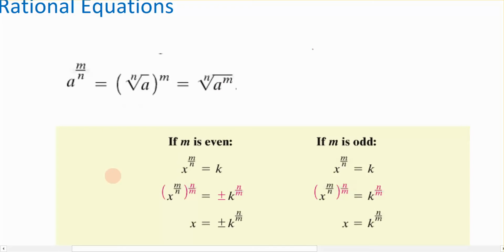Another thing you want to remember is the rules of exponents: what happens when I have some base raised to a power that is also raised to another power. This is the power rule. If I have a power to a power, that allows me to just multiply the two powers together. And that's a rule we're going to be using when we solve these rational equations.